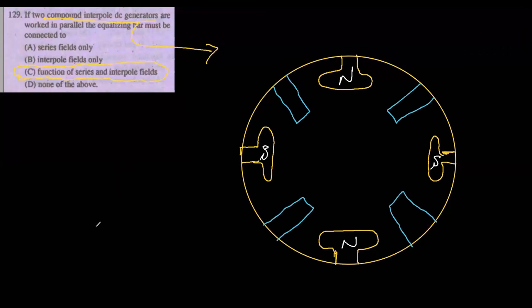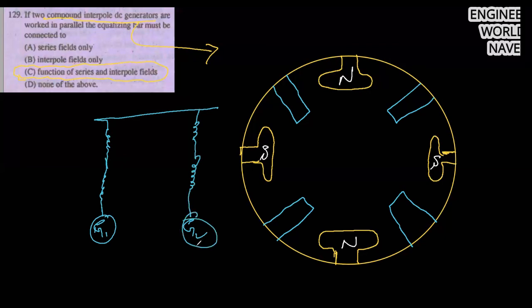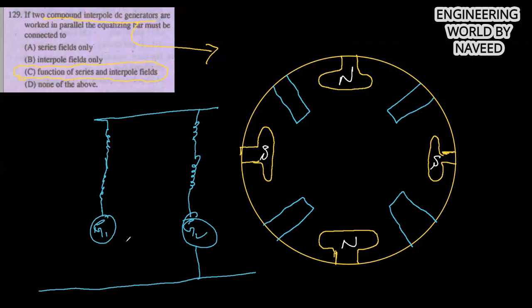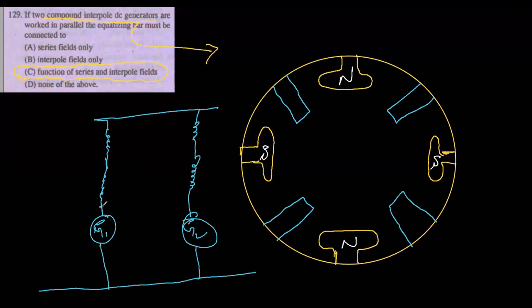Okay, like if this is my generator G1, this is my generator G2. So here this is my armature, this is my series field winding, this is my bus bar, this is the series field winding. Okay, so this is your G2, this is the bus bar. So we use the equalizer over here. So that is the function of series field and interpole field. Okay, the same current flows in series and interpole, and here also the same current flows in series and interpole.